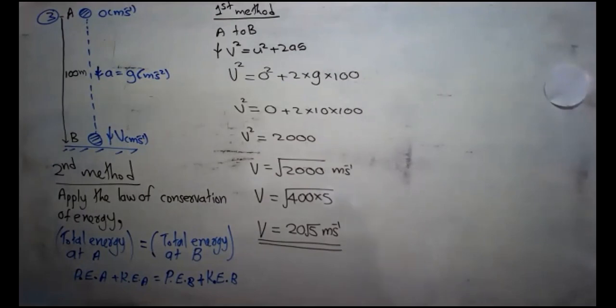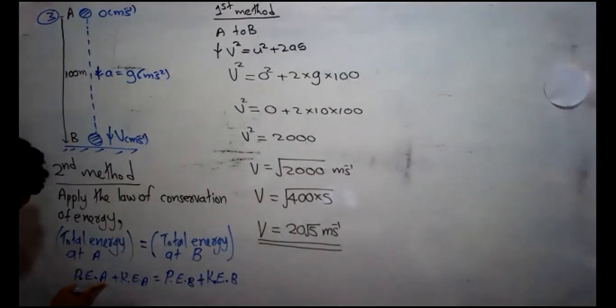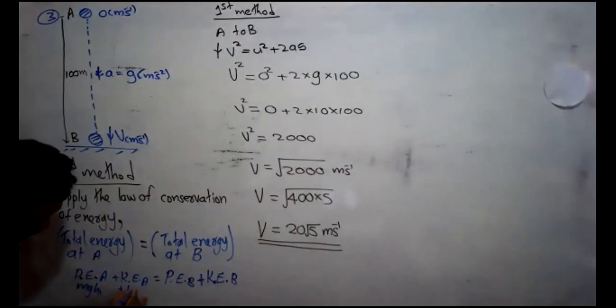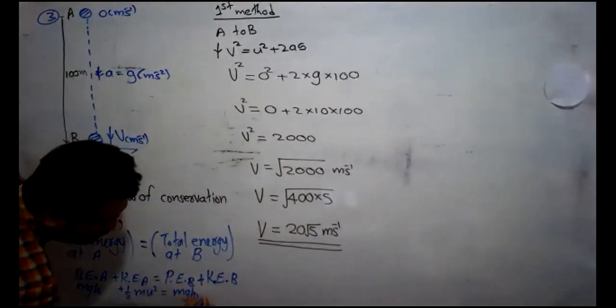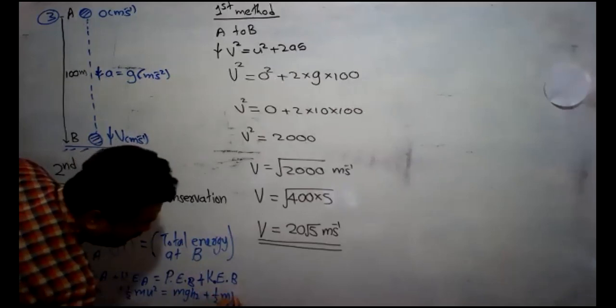So there are two potential energy terms. Let me use mgh1 for the potential energy at A, kinetic energy half m u square. Second potential energy mgh2, kinetic energy half m v square.